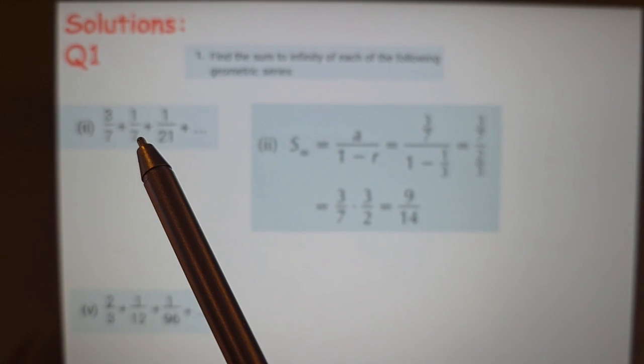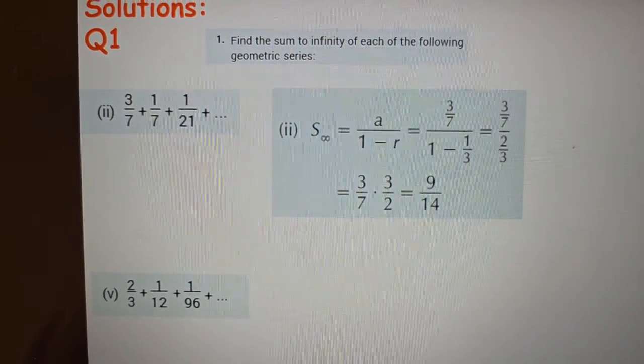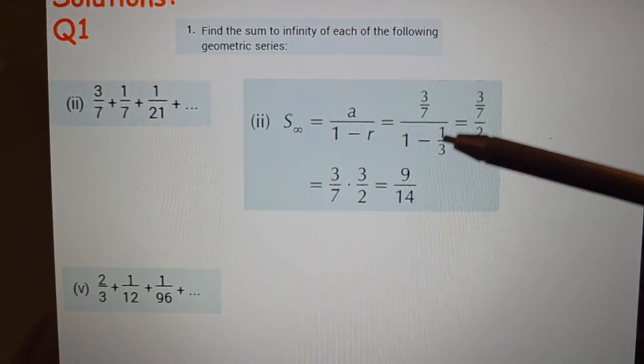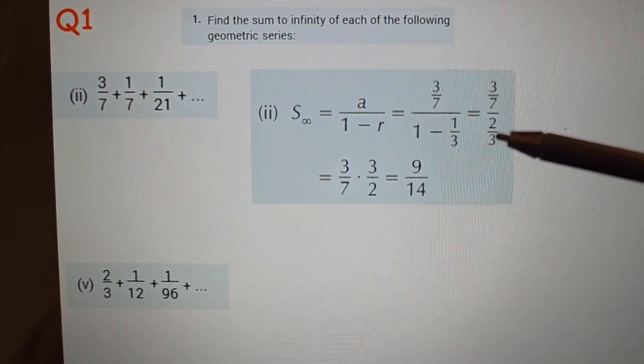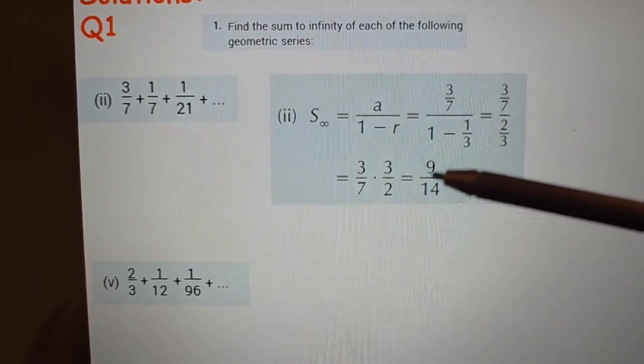Common ratio. Term 2 divided by term 1. So 1/7 divided by 3/7 will give you back a third. So common ratio R is a third. Sub into your S of infinity formula. You end up with fractions divided by fractions, and you should get out 9/14 as your S of infinity value.